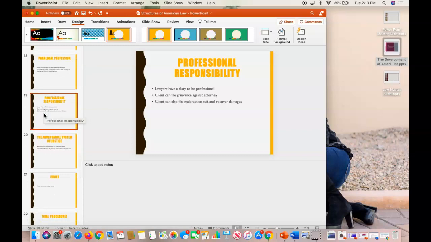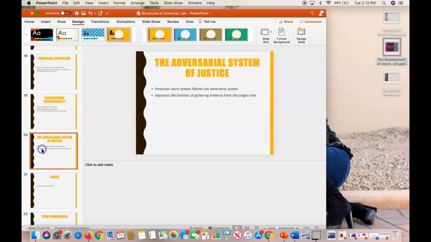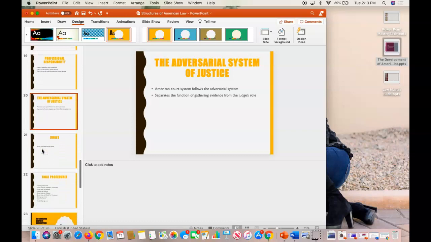All lawyers have a duty to be professional. Clients can file grievances against attorneys for misconduct. Clients can also file malpractice suits and recover damages. The American court system follows the adversarial system of justice. This separates the function of gathering evidence from the judge's role so that the judge can remain neutral.